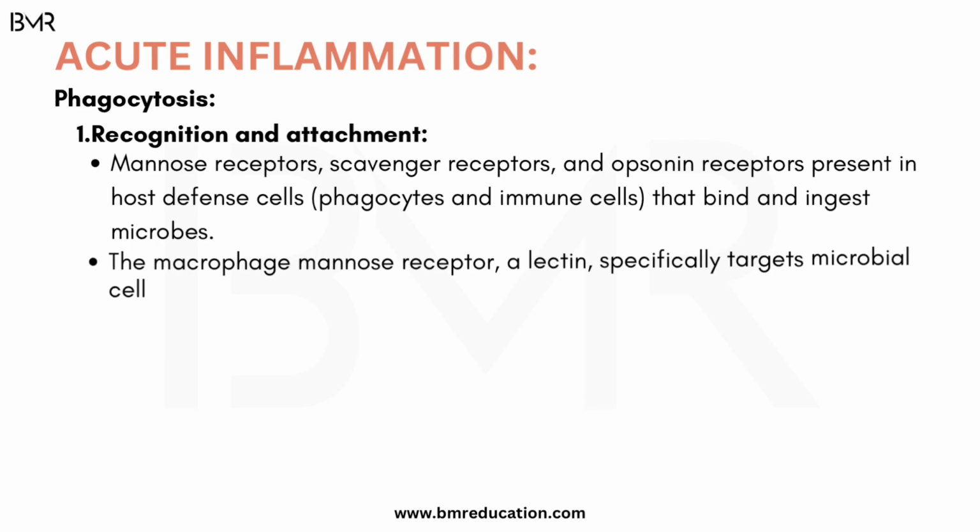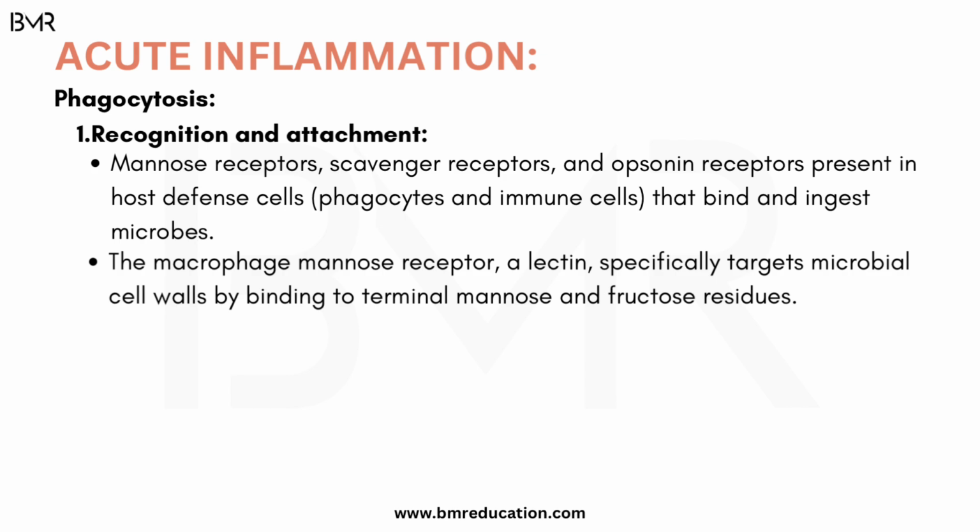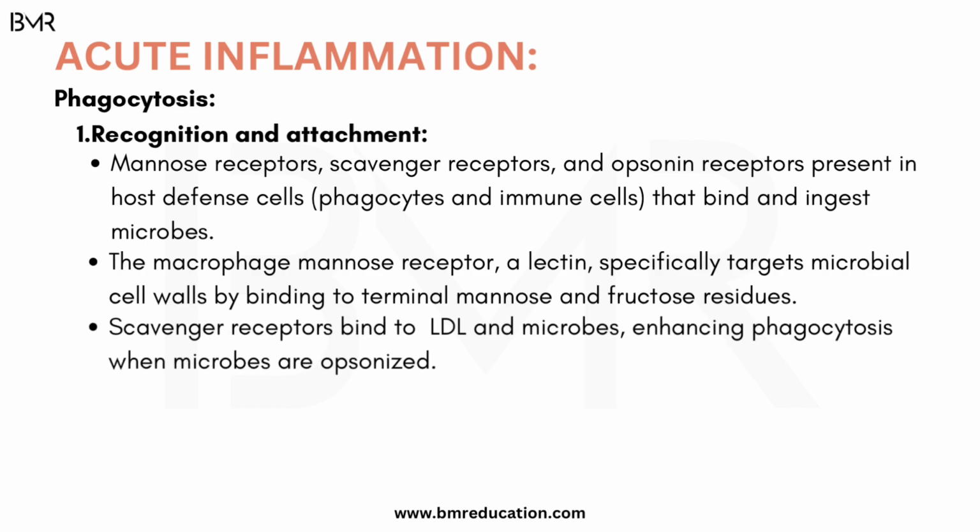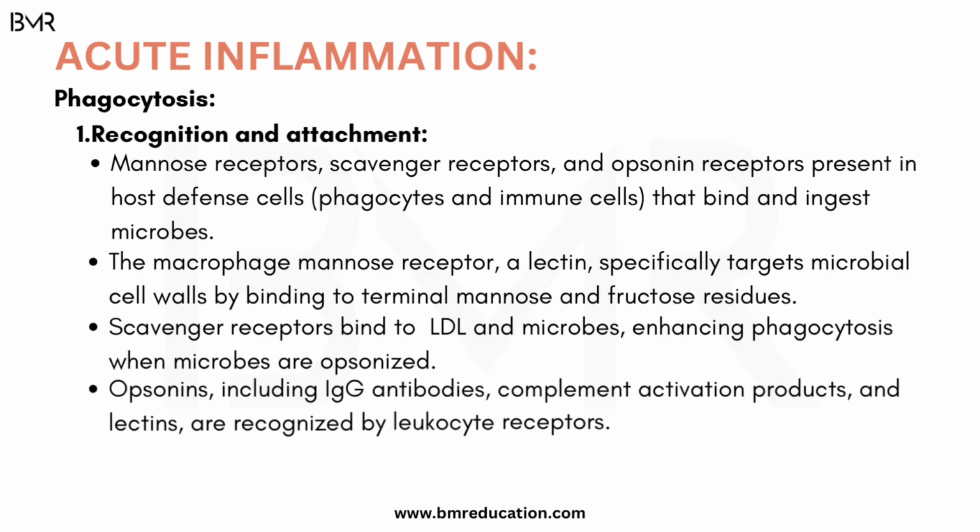The macrophage mannose receptor lectin specifically targets microbial cell walls by binding to terminal mannose and fucose residues. Scavenger receptors bind to LDL and microbes, enhancing phagocytosis when microbes are opsonized. Opsonins, including IgG antibodies, complement activation products, and lectins, are recognized by leukocyte receptors.